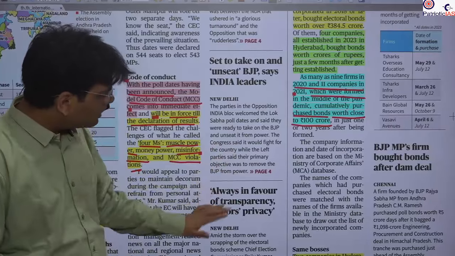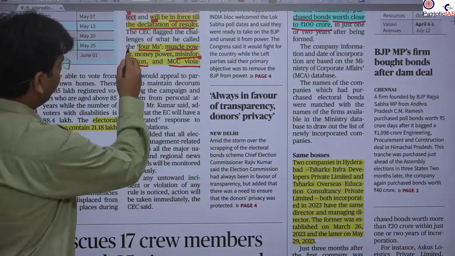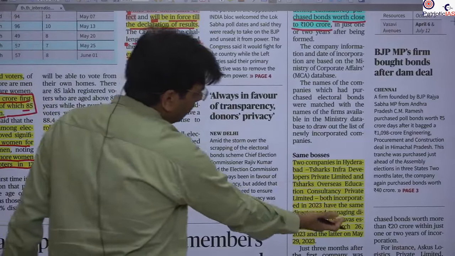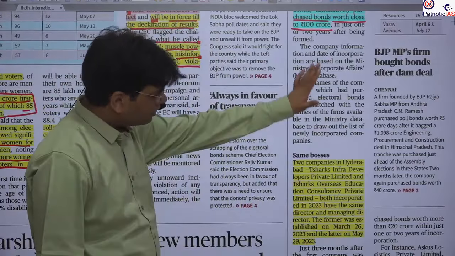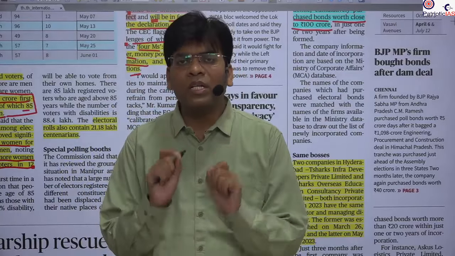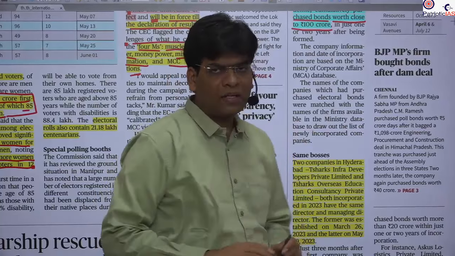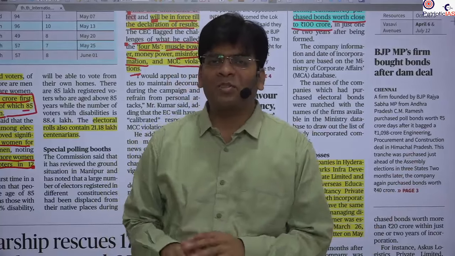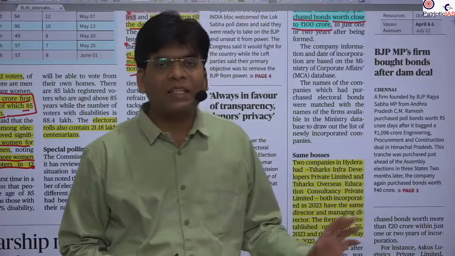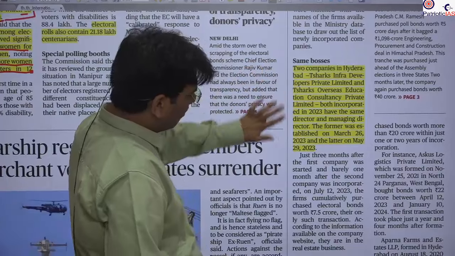So this shows money power, we were talking about the 4 M's here. This is one of the examples of money power, and there were so many companies that were just formed. Their transactions were only for buying, purchasing and donating these electoral bonds. So this is an example of shell companies, and in many of the companies the director was the same.